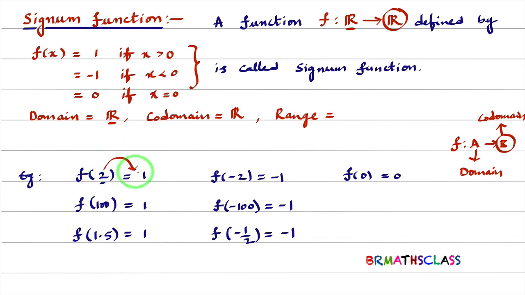What is image of 2? Image of 2 is 1. Image of 100? Image of 100 is 1. Image of 1.5, 1. Whenever x is positive, its image is 1.